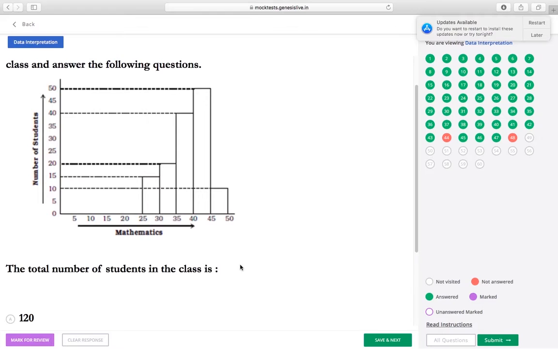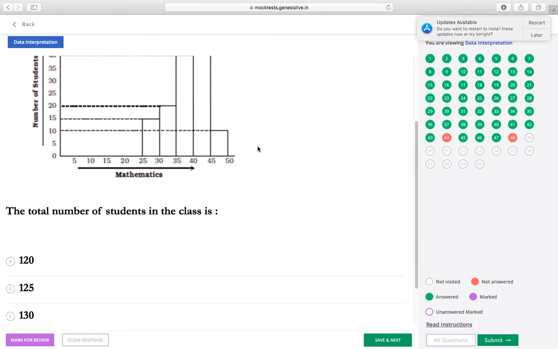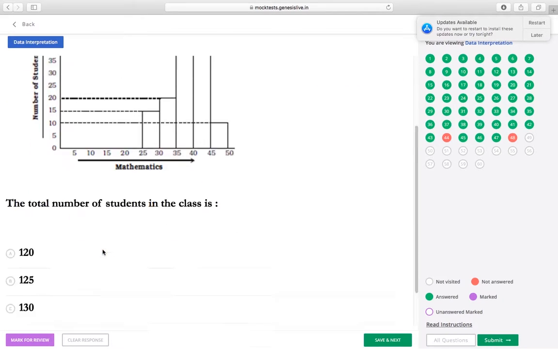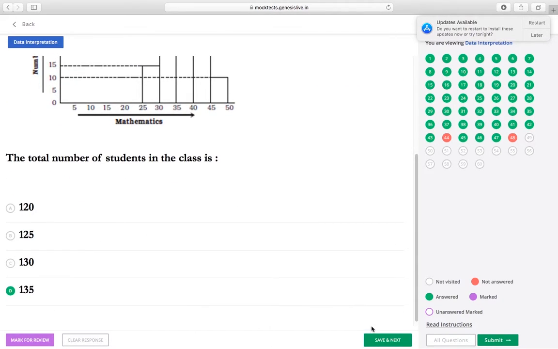The number of students in the class is, now I have marked it as 135. Let's see if that is right. So just have to add these values. 10 plus 15 is 25, plus 20 is 45, plus 50 is 95... 50 plus 40 is 90, 90 plus 45 is 135. 135 is correct. Let's move on to the next one.